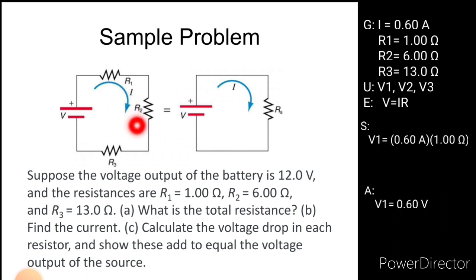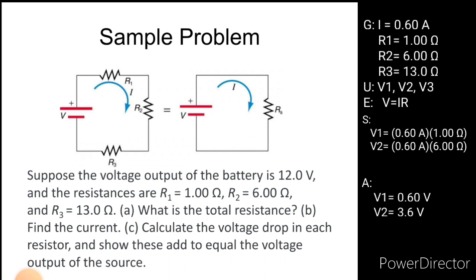Now, sa R2 naman, again, same lang, same formula. This time, V2 is equal to I times R2. So, I natin, again, is 0.60 ampere. Ating resistance naman is 6. Okay, so 0.60 amperes times 6 ohms is equivalent to 3.6 volts naman. So for R2, ang ating voltage is 3.6 volts.